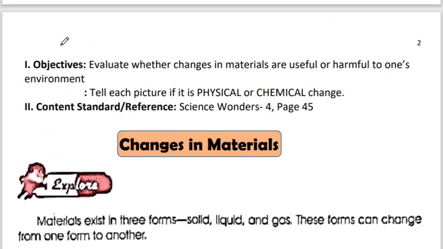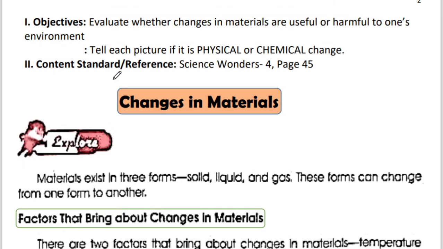In this page, we have our objectives, because you are expected to evaluate whether changes in materials are useful or harmful to one's environment, and also tell for each picture if it is physical or chemical change. Then, the reference that I am using in this lesson, coming from the Science Wonders book 4, can be found on page 45.